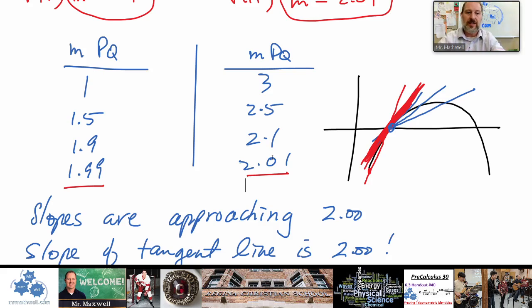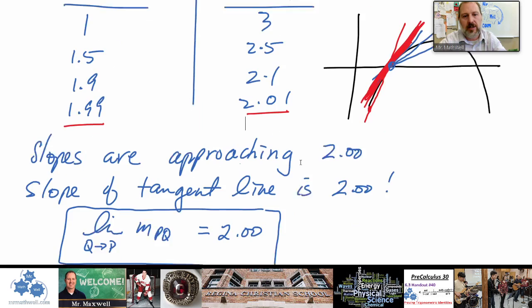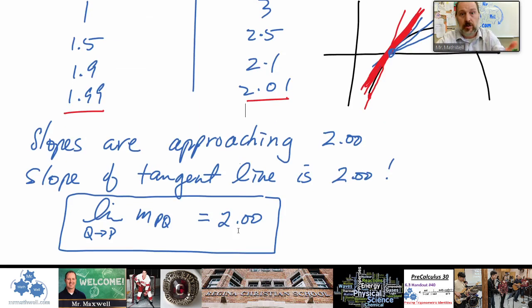So the slope of the tangent line, we could confidently say, as we work towards that, is 2.0, or 2.00, or just 2. And this is how we'd write that. Remember that limit notation we learned in our lesson? The limit of the slope of PQ as Q approaches P is equal to 2, or 2.00.